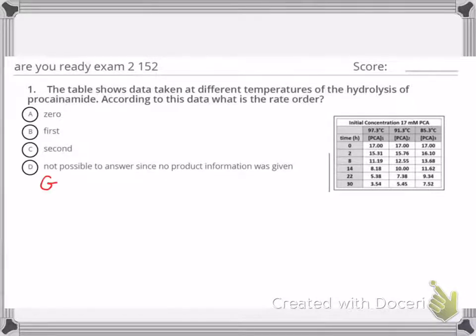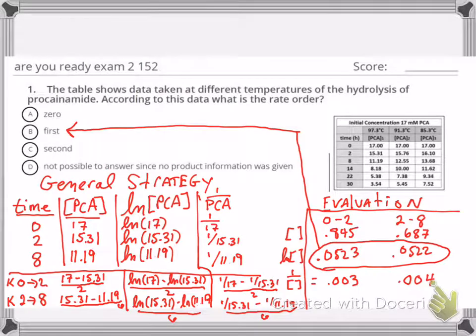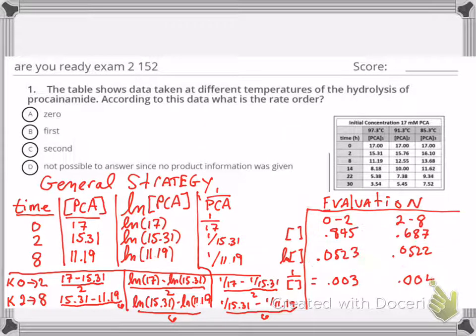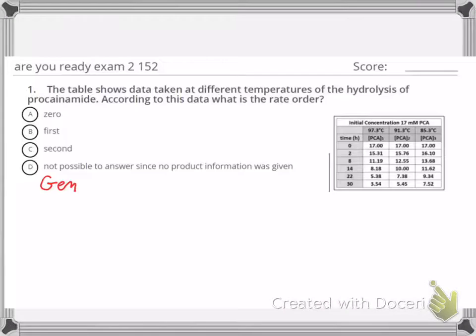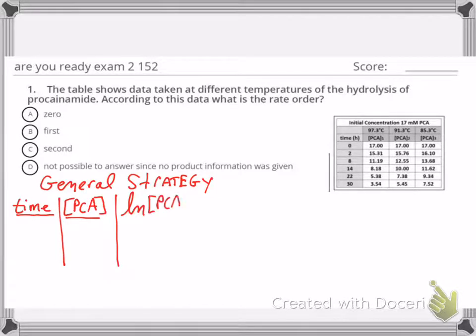So the general strategy here is to take the time and create three different columns, right? Because what we need to do is calculate the rate constant given which function is linear. And so we want to know, is it zero order, is it first order, is it second order?